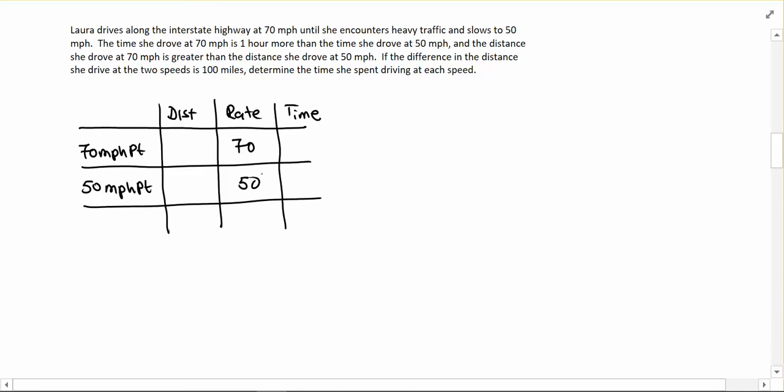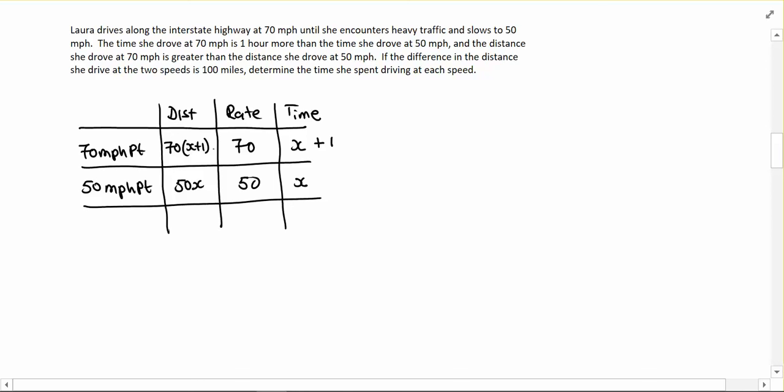At 70 miles per hour she drove 1 hour more than at 50, so this is plus 1 more than this one. So if I let this one be x, I can let that one be x plus 1, and if I have those, I can fill in the distance part. So this is going to be 50x, and this is going to be 70(x plus 1).